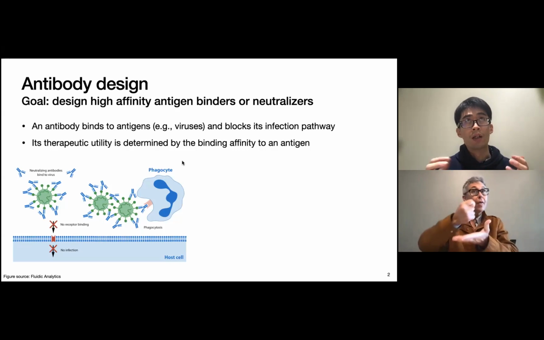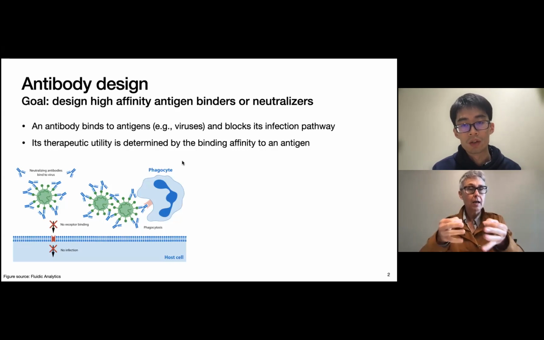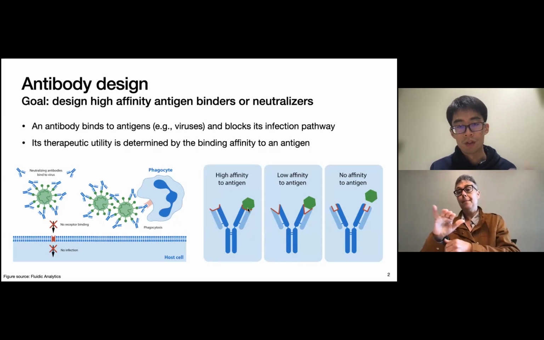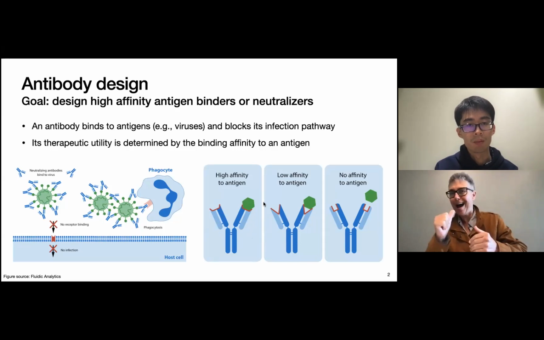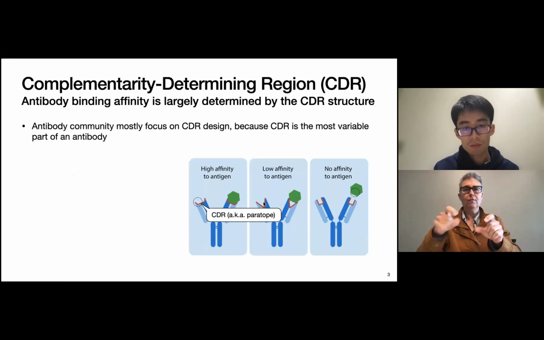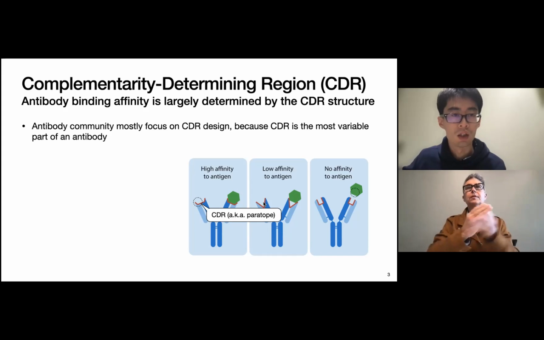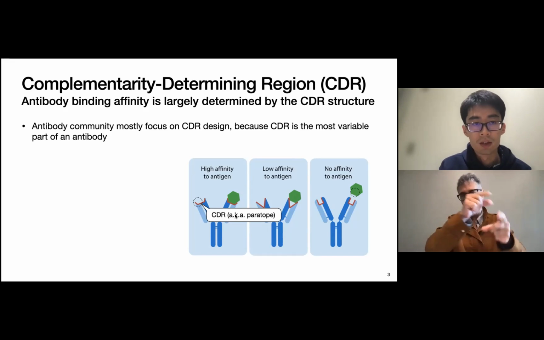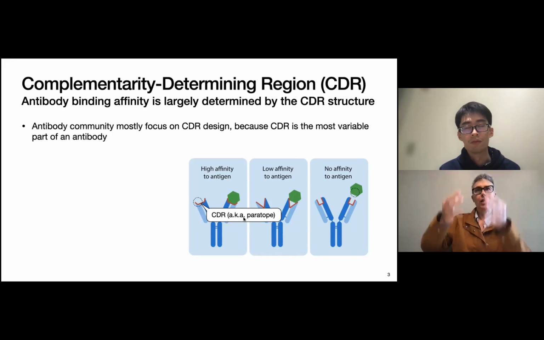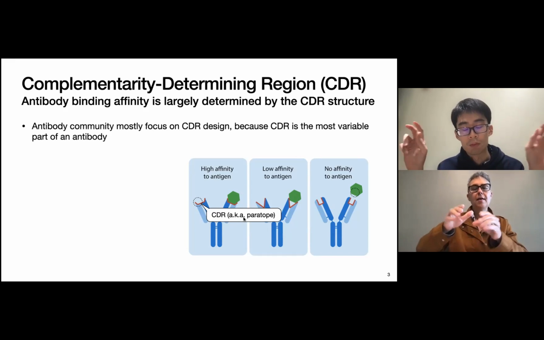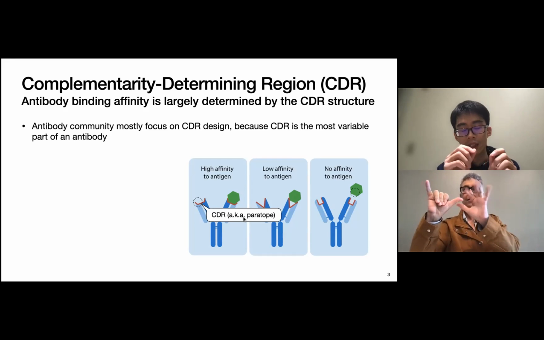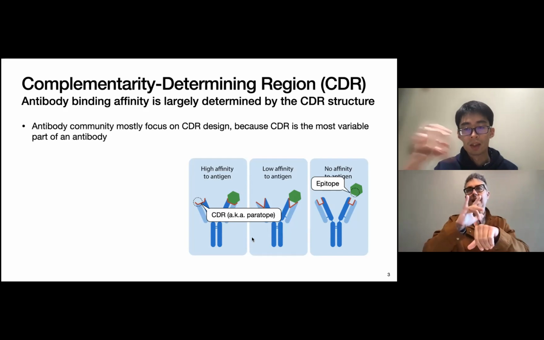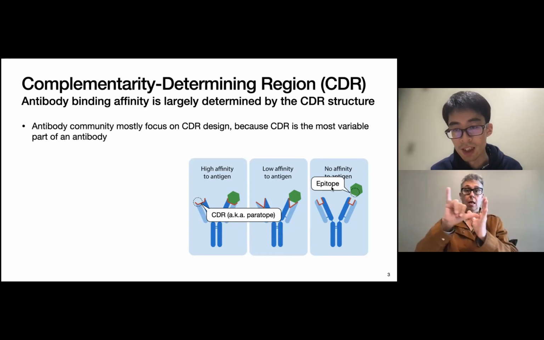But its therapeutic efficacy is usually defined by the binding affinity to the antigen. For example, some of the antibodies may bind to the antigen very well, but some of them don't. So you want to design antibodies that have good binding affinities. Just to clarify some terminology, the antibody community has several words. One is the CDR, the complementarity-determining region. It sits at the tip of these Y-shaped proteins and is primarily responsible for binding to the antigen. The part on the antigen side that binds to the antibody is called the epitope.